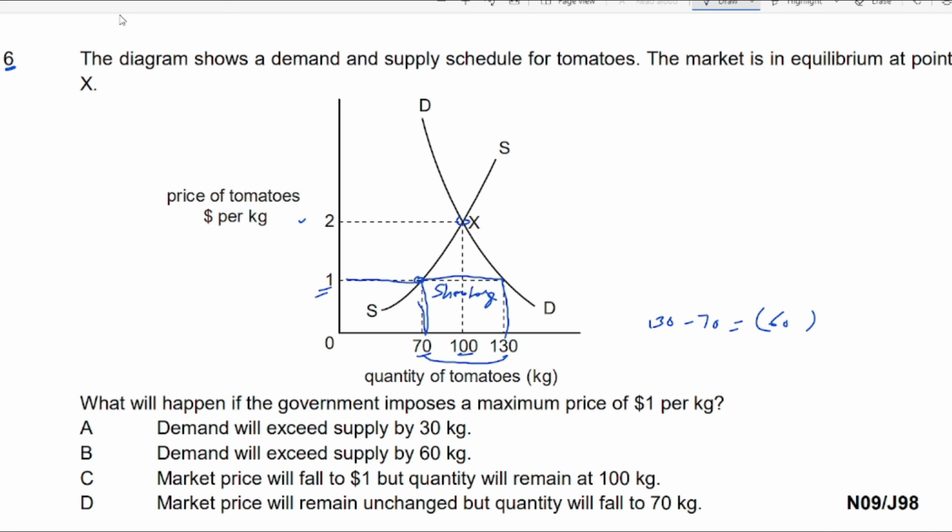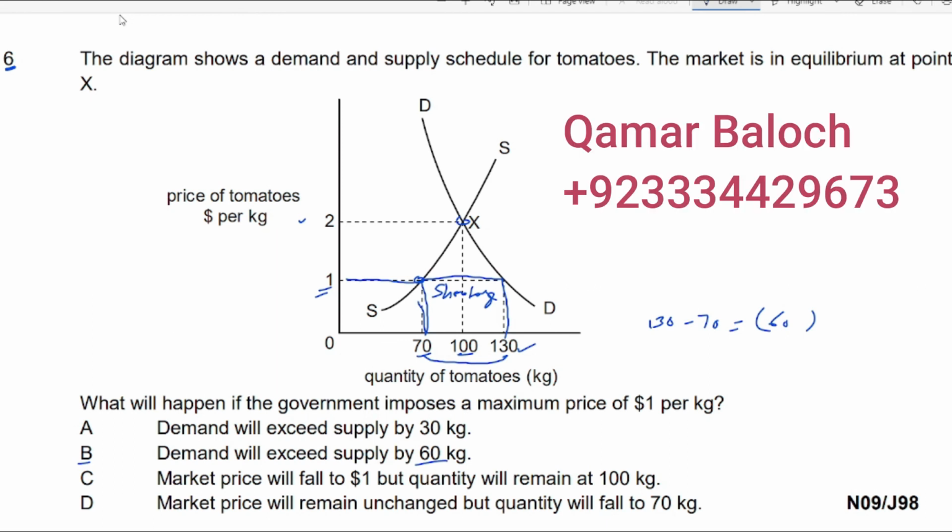So in option B, you can see that the examiner says demand will exceed supply by 60 kg. So demand is greater than supply, so option B will be the correct answer. I believe now you will be in a position to solve questions relevant to minimum and maximum prices, that is called disequilibrium.